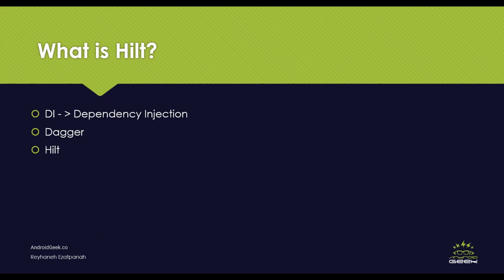Okay, what is Hilt? What is dependency injection, or in short DI? What is Dagger? Okay, let me answer these questions. In software engineering, dependency injection is a design pattern in which an object or function receives other objects or functions that it depends on. The purpose of dependency injection is to separate the concerns of constructing objects from using them. Dagger is always the leader when it comes to DI in Android.